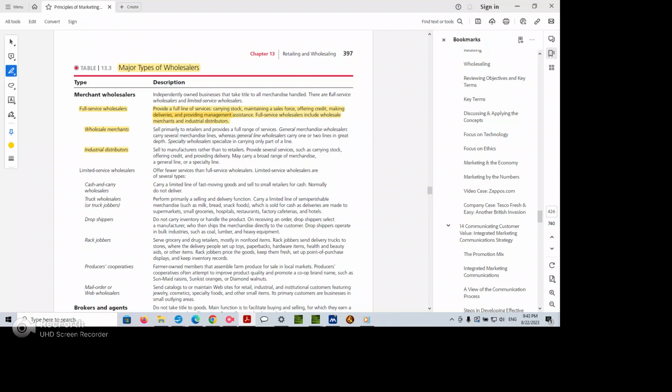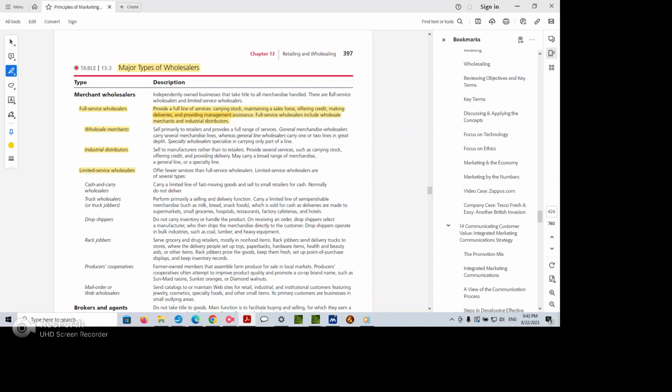Now we also have limited service wholesalers that offer fewer services than full service wholesalers. Limited service wholesalers are of several types. One, cash and carry wholesalers. Pretty straightforward. They carry a limited amount of fast moving goods to sell to small retailers for cash, and they normally do not deliver. Number two, truck wholesalers or truck jobbers.